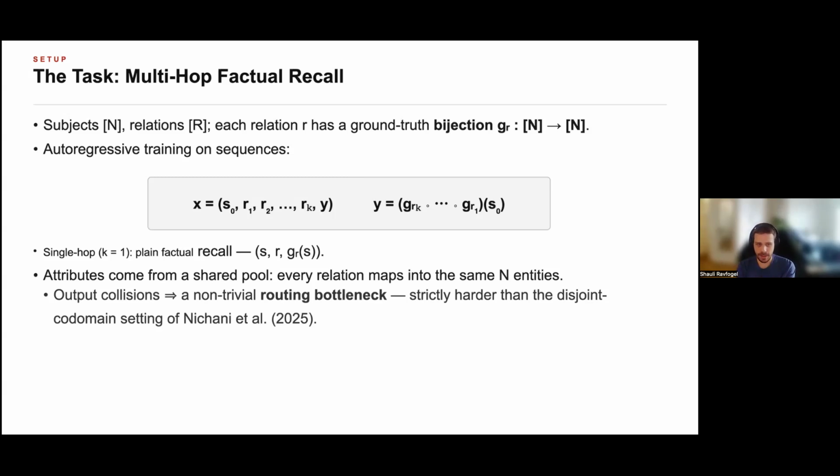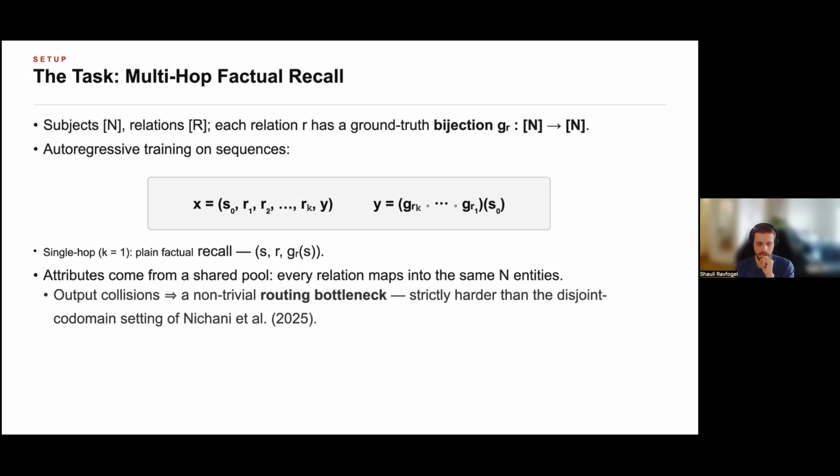So the simple case of a single op relation, where K equals 1, the sequence is just going to be S, R, and then the model has to complete G of R, which is the answer under this particular relation R. So we assume that attributes come from a shared pool, so it's a somewhat more challenging setting than the one analyzed in previous work. Is the structure of the training sequence clear overall?